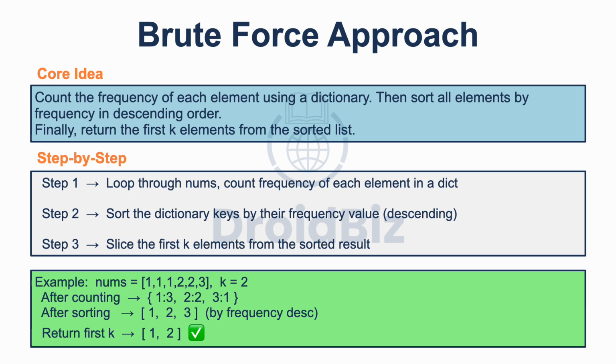Let's trace through the example. Our array is 1, 1, 1, 2, 2, 3, and k is 2. After counting frequencies, our dictionary looks like this. 1 maps to 3, 2 maps to 2, and 3 maps to 1. After sorting by frequency in descending order, we get the list 1, 2, 3. We return the first 2 elements, 1 and 2. That is our answer. This approach is simple and easy to understand, but let's look at how efficient it is next.